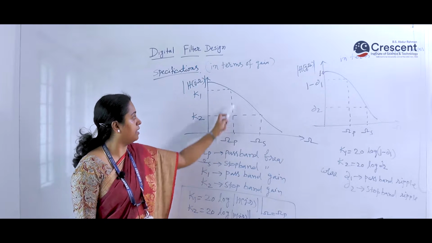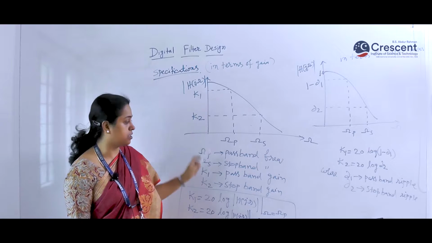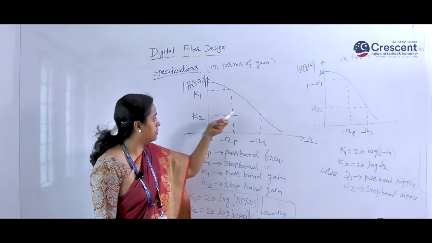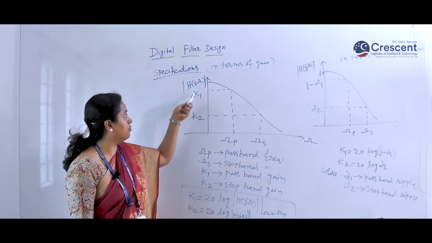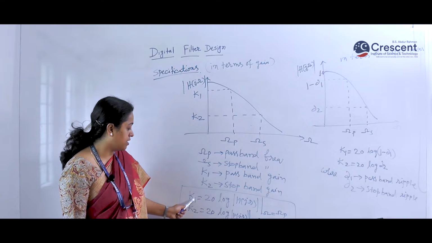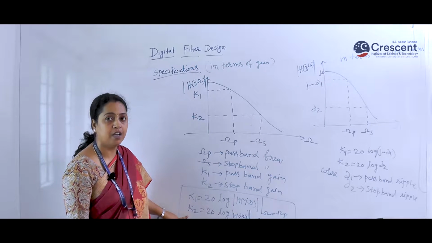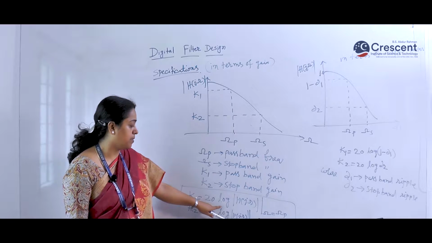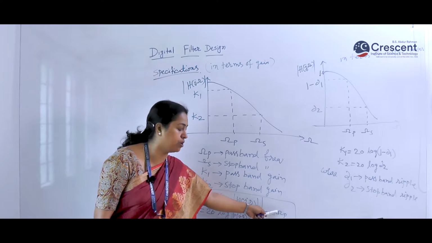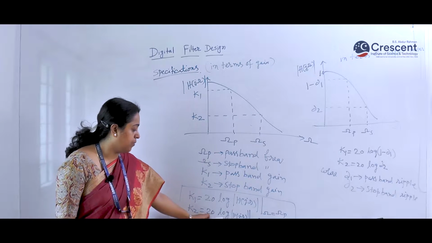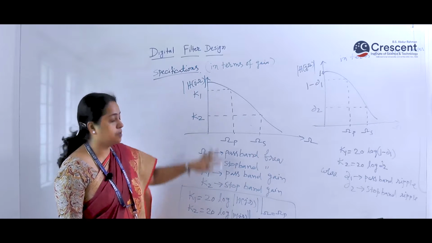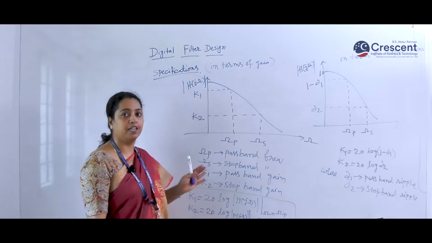Here at omega p, the value of |H(jω)| is called the gain, which is nothing but the pass band gain, denoted by k1, whereas at omega equal to omega s, which is the stop band frequency, the magnitude value is the gain denoted by k2. Here you can see that k1 and k2, when expressed in dB scale, are 20 log of |H(jω)|, where this is considered at omega equal to omega p, whereas k2 is 20 log of |H(jω)| where omega is omega s. Now this is the specification when it is given for filter design in terms of gain.